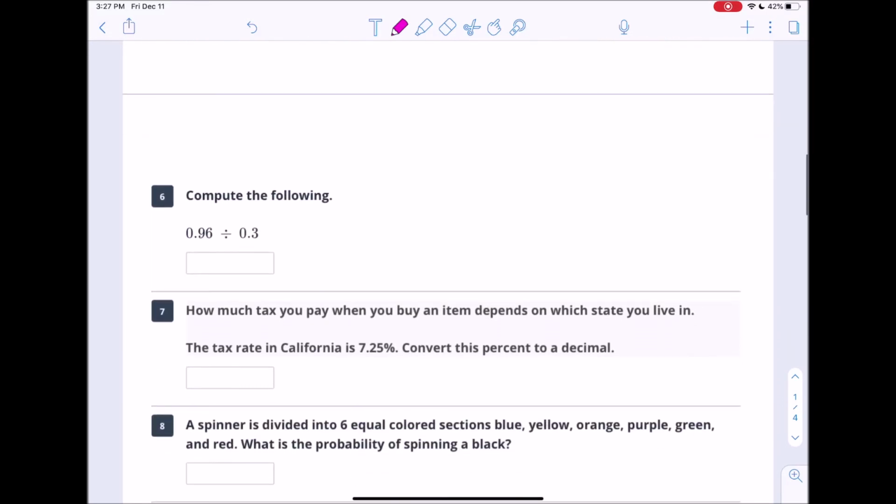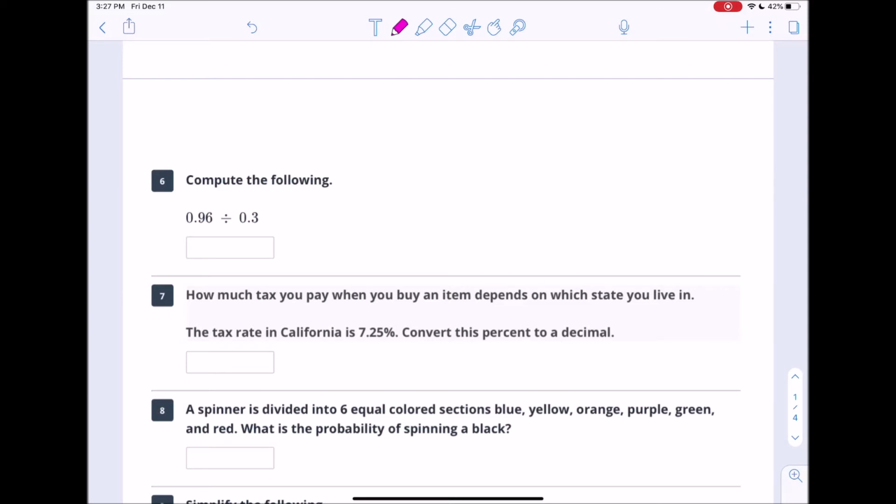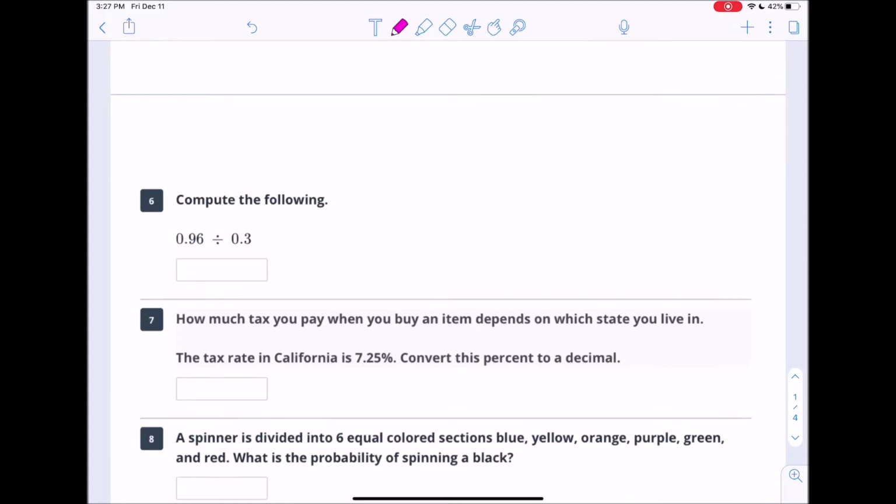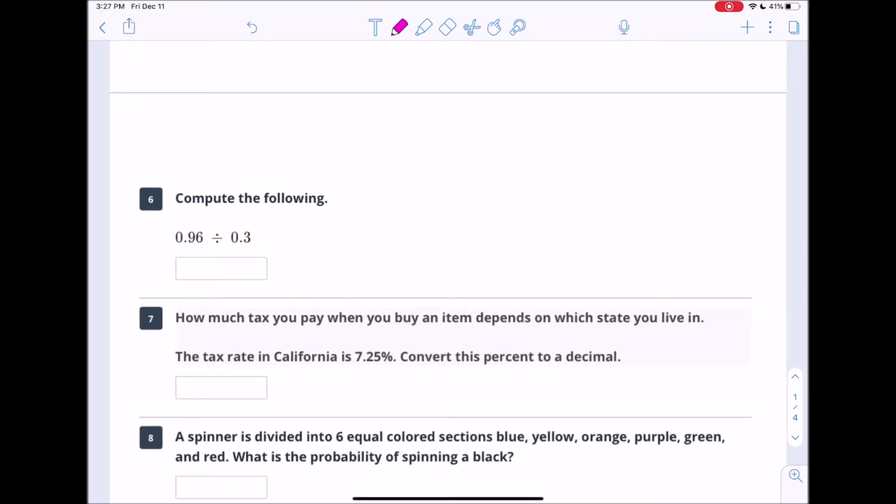All right, for number 6, compute the following. We have 0.96 divided by 0.3. So this is going to be on dividing decimals. Let's do it. We have 0.96 divided by 0.3. The first thing we need to realize is, or figure out, is which one is our top dog. And our top dog is going to be the first number listed, right? So it's going to be 0.96. So 0.96 is going to go in the house, and 0.3 is going to go outside of the house.